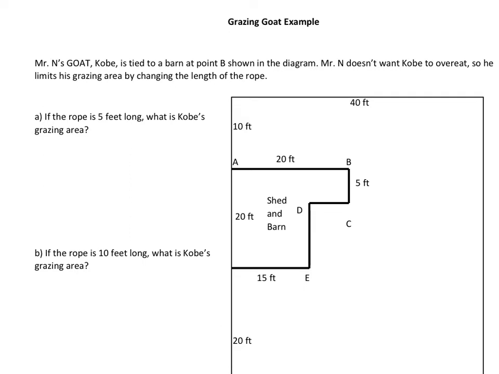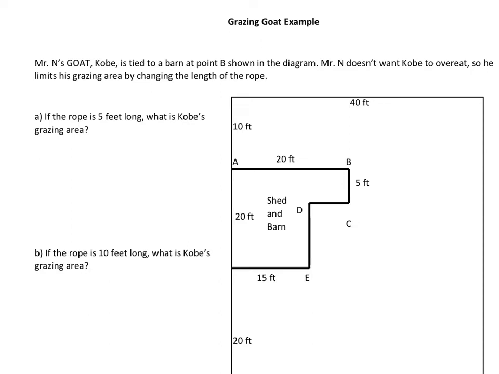Going ahead and reading the problem, it says, Mr. N's goat, Kobe, is tied to a barn at point B shown in the diagram. Mr. N doesn't want Kobe to overeat, so he limits his grazing area by changing the length of the rope. Okay, so his goat, G-O-A-T, you get what I did there? Goat, Kobe. Okay, anyway, let's see what we got.